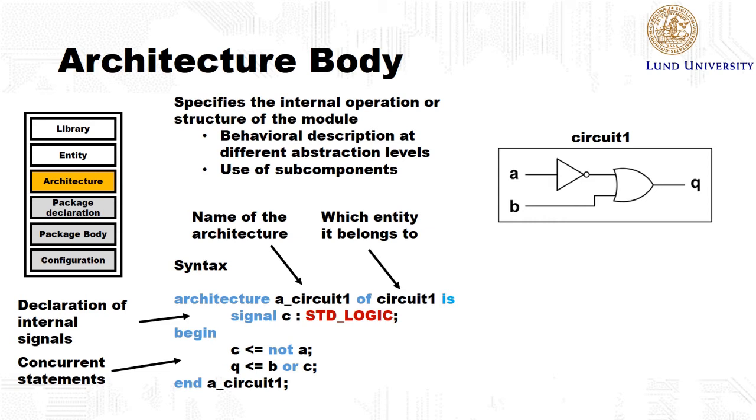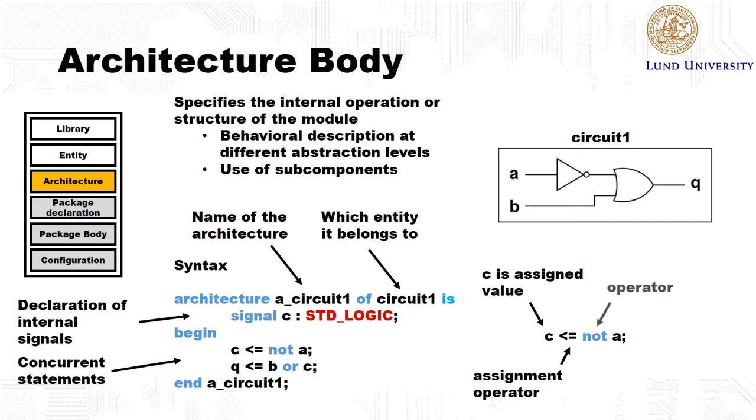So if we take a closer look at one of the concurrent statements, we have that C is in this case assigned the value of not A, and the angle bracket and equal sign is used to assign values in VHDL. And then we end the row with a semicolon.